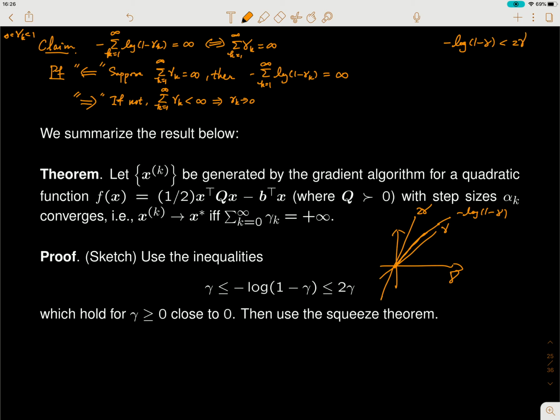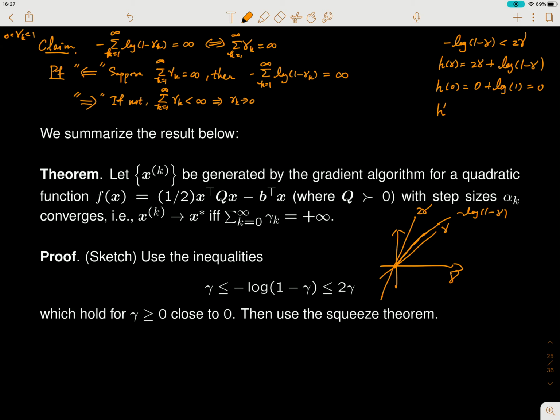Okay, and to show this, I'm going to use the same trick. I define my h(gamma) as 2 gamma, which is the right hand side, minus the left hand side, which is log of 1 minus gamma. Now you can see that when I plug in 0, I have 0 plus log of 1 minus 0, which gives me 0.